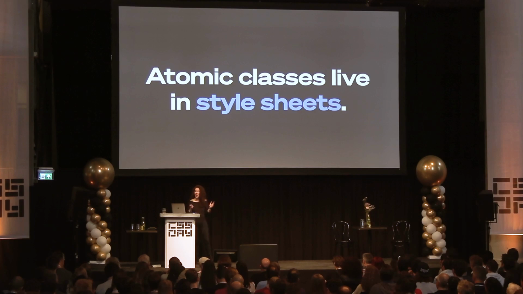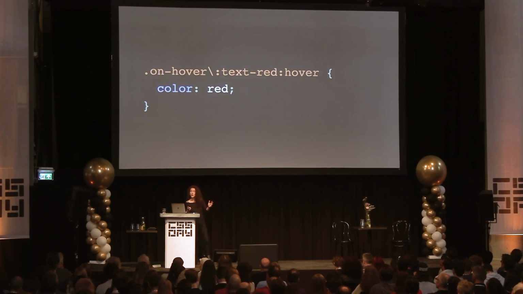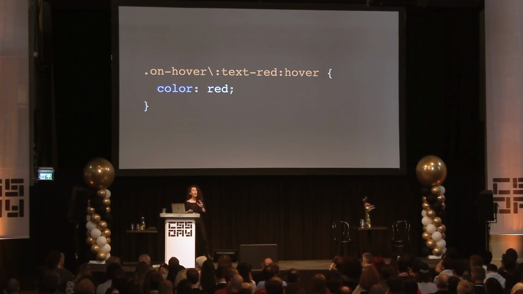On the other end, atomic classes live in style sheets. They have access to the same powerful features as any other CSS class. For example, they can declare styles for pseudo-classes and pseudo-elements. Here we are creating a class that will turn text to red, but only when it's hovered. You can only do this in a style block or in a style sheet.